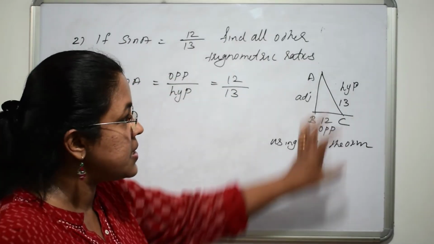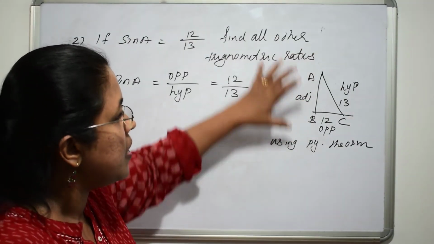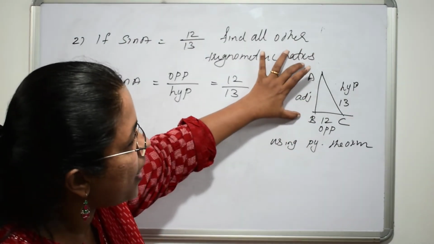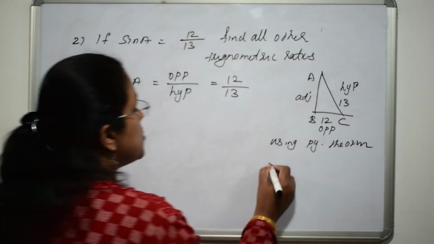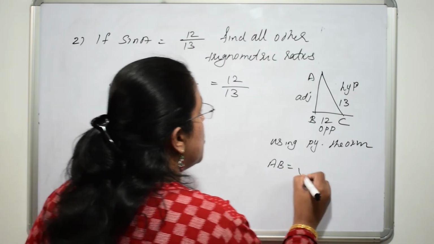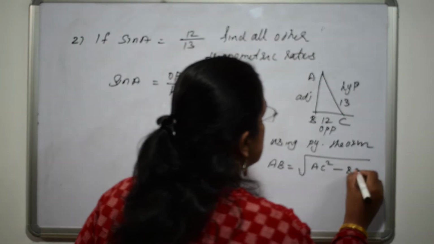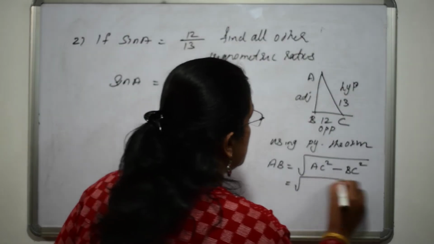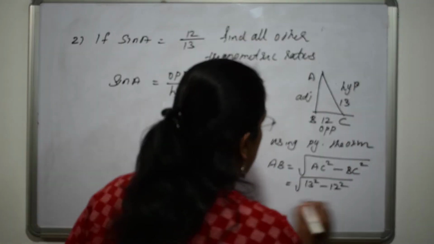Pythagoras Theorem says hypotenuse square is equal to base square plus altitude square. So altitude square is equal to hypotenuse square minus base square. So AB is equal to root over AC square minus BC square. That is root over 13 square minus 12 square.